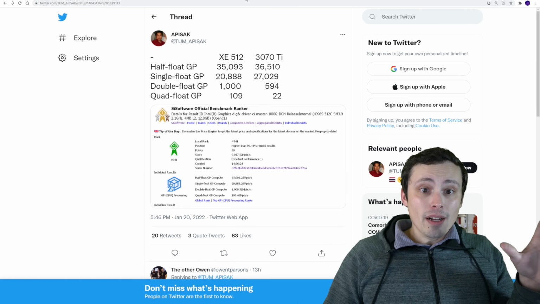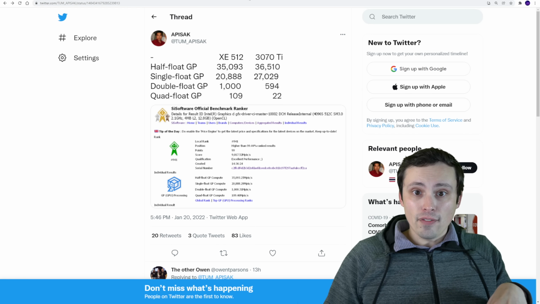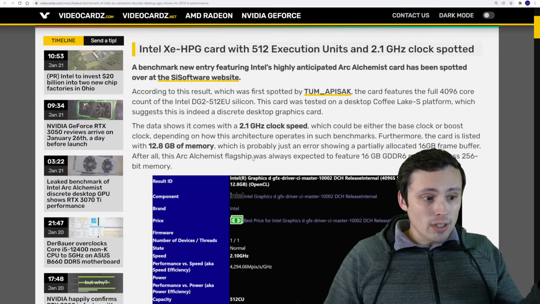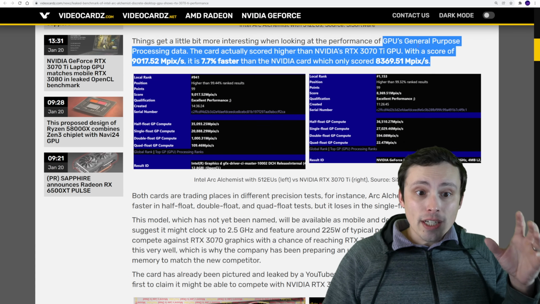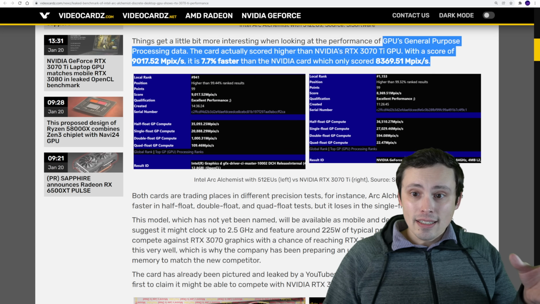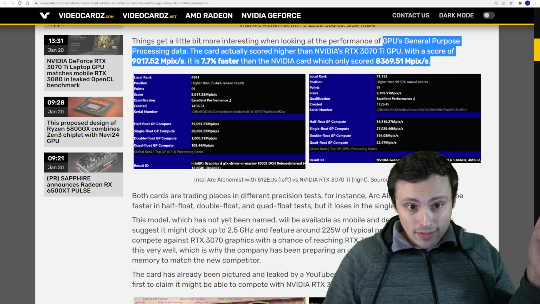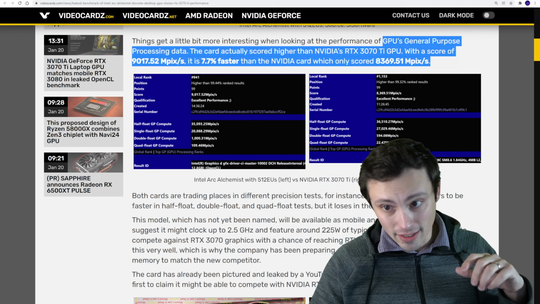Now, I did find some other articles talking more about this leak as a follow-up. Let me find it here. According to VideoCardz, who looked into that leak in more detail, they found that the general purpose processing data actually scored higher than NVIDIA's RTX 3070 Ti GPU, with a score of 9017.52, and so on, basically 7.7% faster than the NVIDIA card.